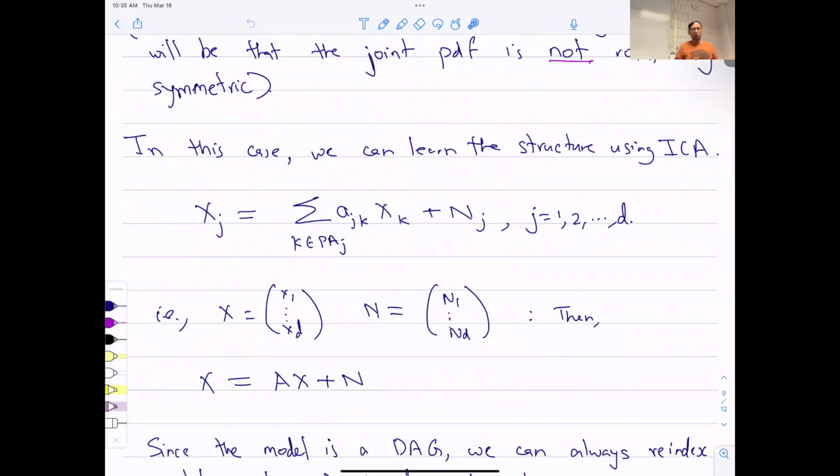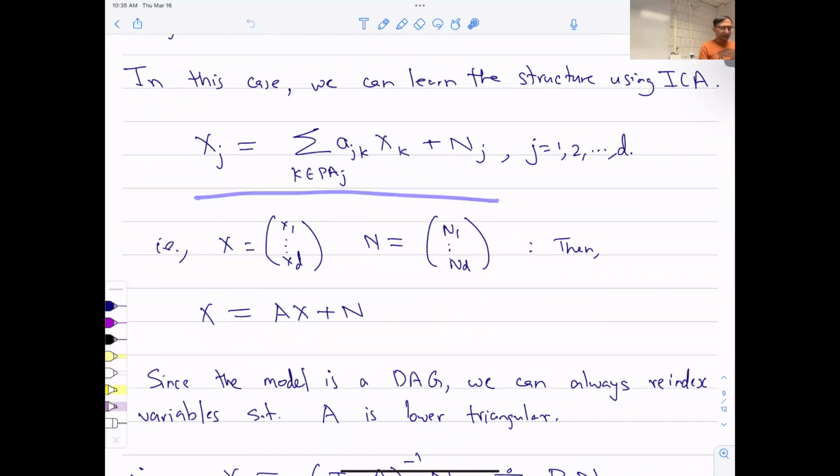But let me first run through the algorithm and show how this works. Essentially, you can learn the structure using something called ICA. I'm going to describe ICA. Some of you might have seen ICA already, but in any case, I'll run through it.